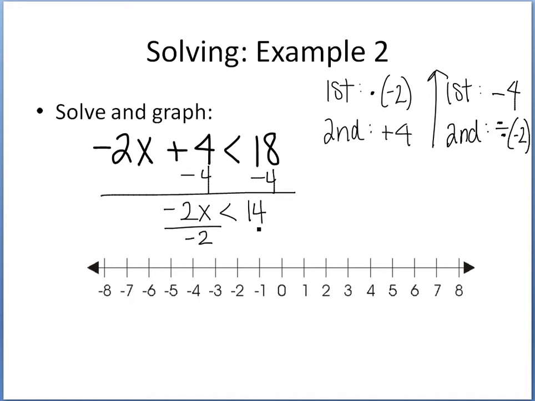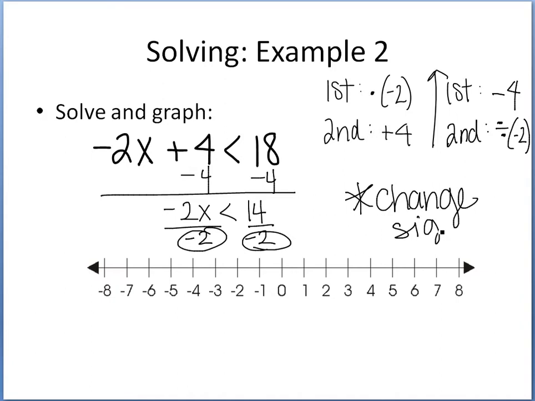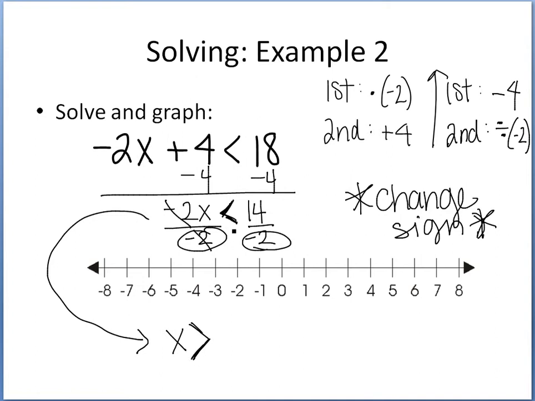Divide by negative 2, divide by negative 2. Okay, now I am dividing by a negative number. That is where we have to change the inequality sign. So this is a less than. I'm going to finish my problem down here. My negative 2 cancels and I get x is greater than. It changed. It was a less than, now it's a greater than.